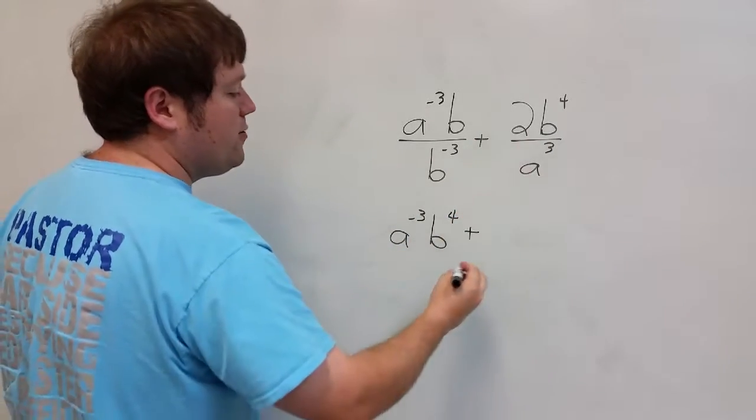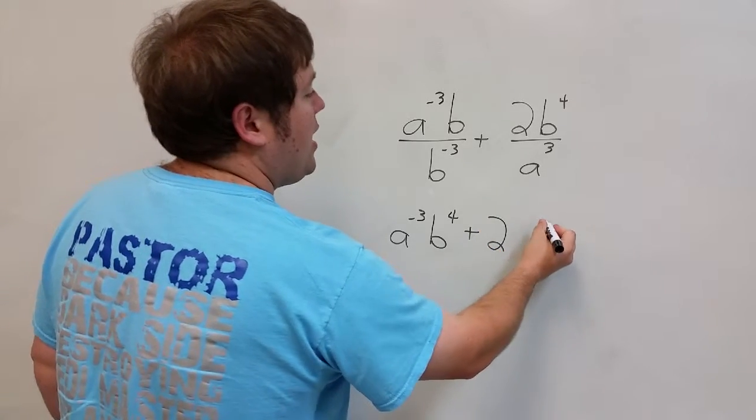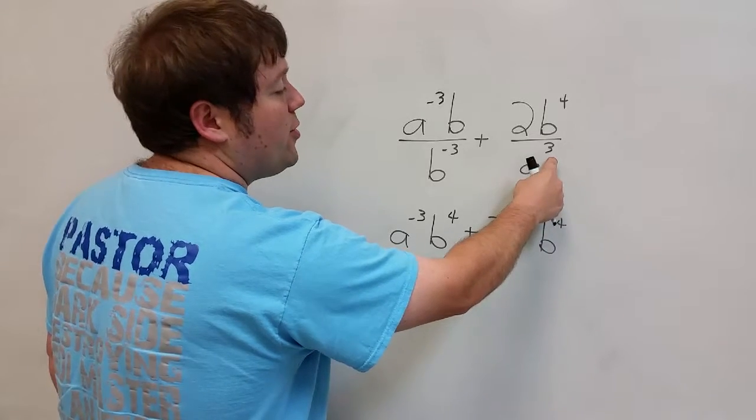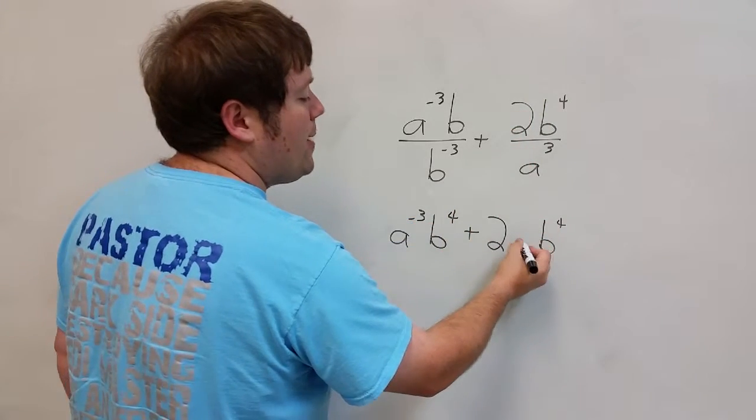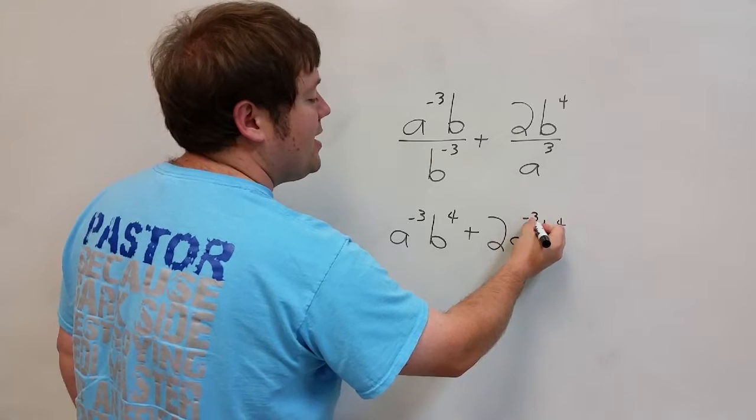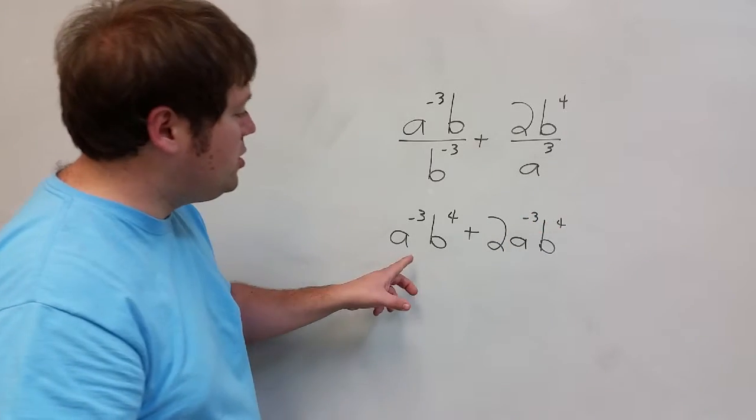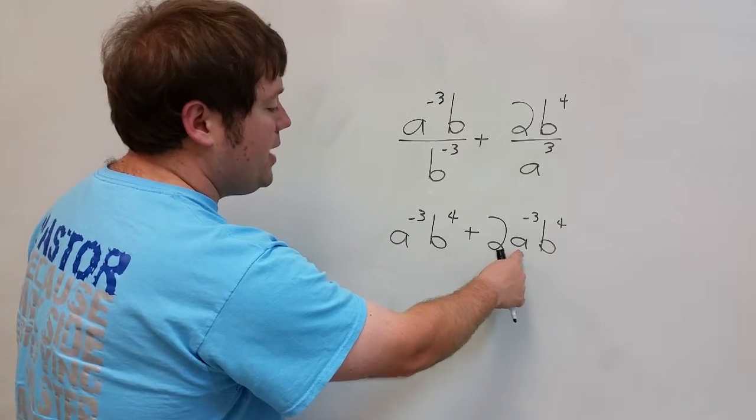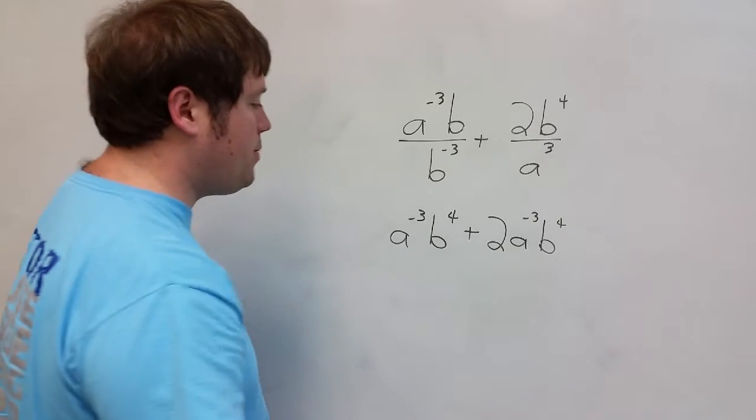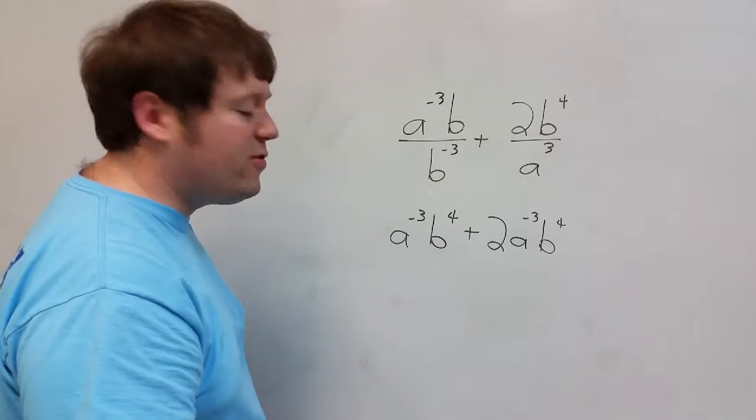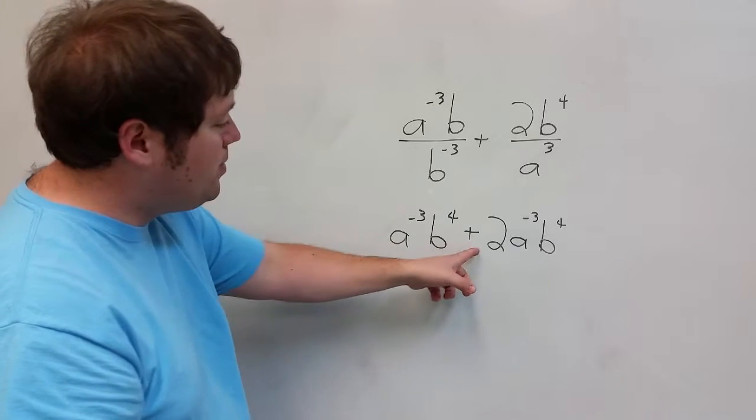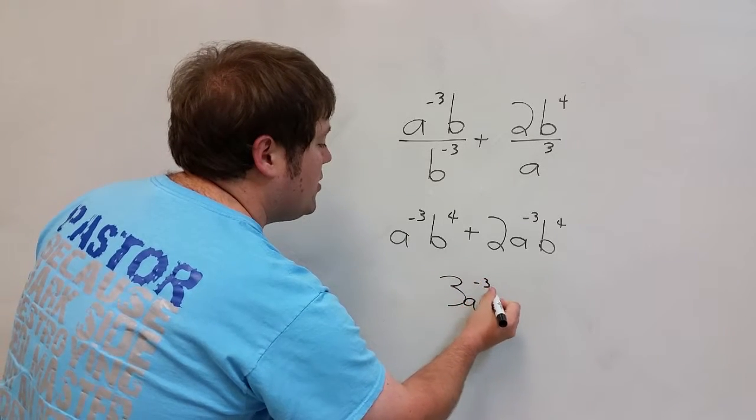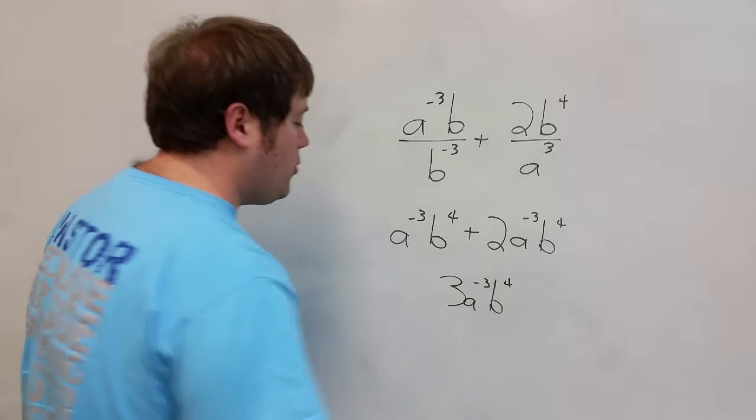I'm going to do the same thing over here. I have 2, and I have b to the fourth already in the numerator. I'm going to move a to the third up there with it, and when I move it to the top, it becomes a to the negative third. So once again, when you look, we now have like terms. You can tell they both have a to the negative third power, and they both have b to the fourth power. And then we just add our coefficients once again. 1 plus 2 is going to give us 3 a to the negative third b to the fourth power.